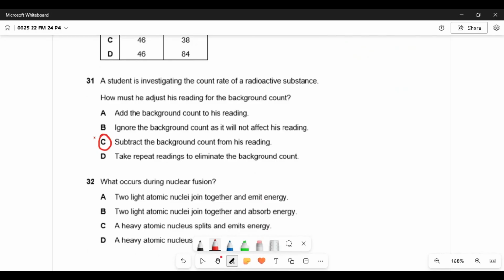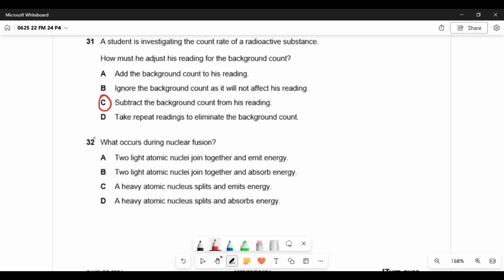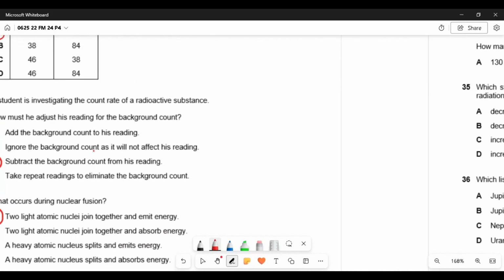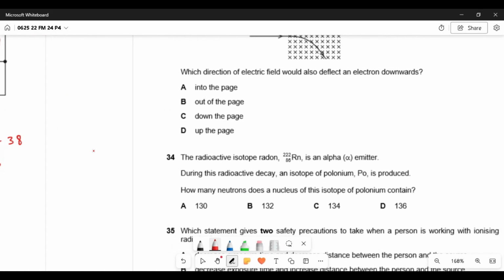What occurs during nuclear fusion? Fusion means fusing. Two light nuclei are joined together and they emit energy. A lot of energy in the fusion reaction is obtained.